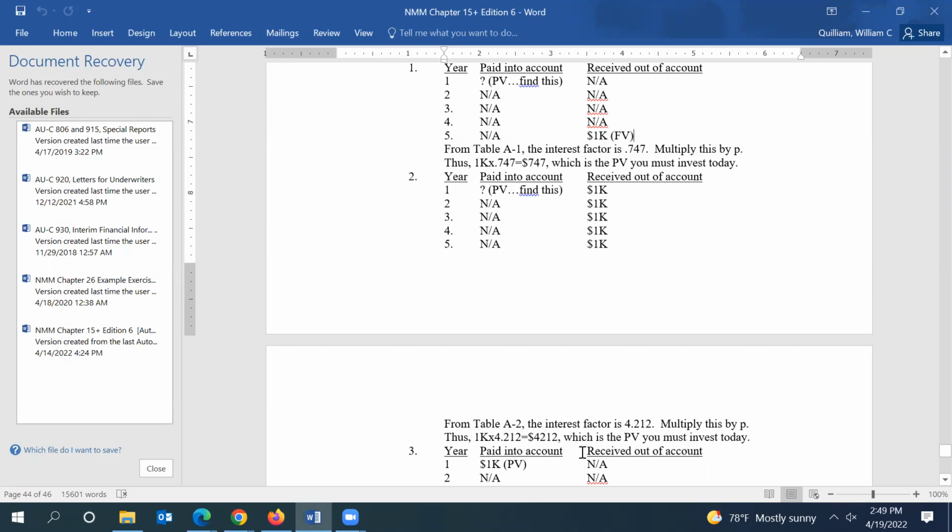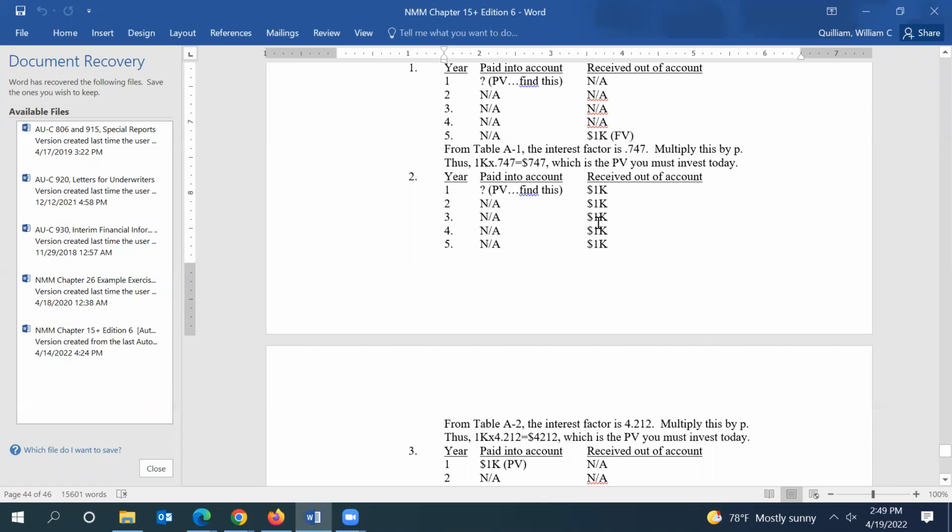So what that factor is saying, if we want an annuity of $1 payments at the end of each of the next 5 years, we will invest $4.212 today. Well, we've got more dollars than 1 in our principal. We have 1,000 of them. So we simply multiply by 1,000.